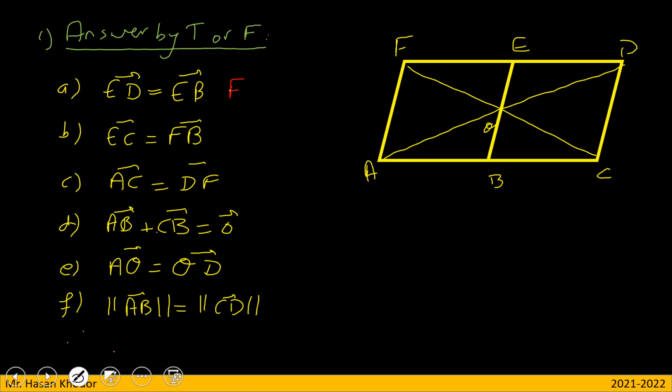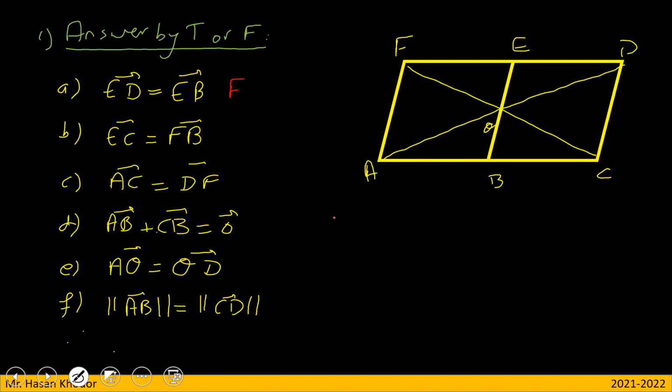Say false because ED and EB do not have the same direction. They have different directions. For this reason, they are not equal. Okay. Now, what about the second one?